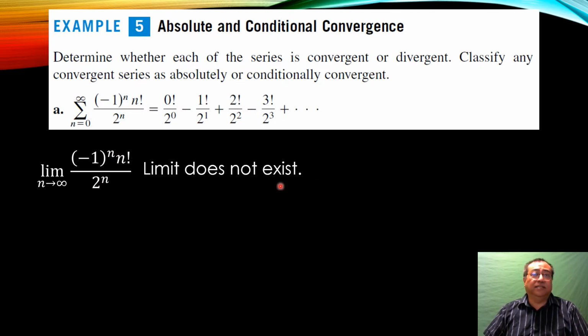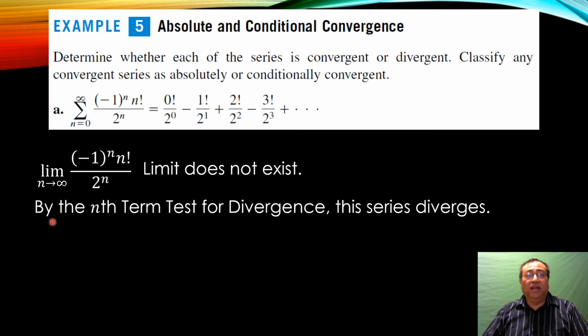So the limit does not exist. So this just diverges anyway, right? By the nth term test for divergence, this series diverges. So this doesn't converge at all. Just let it go.